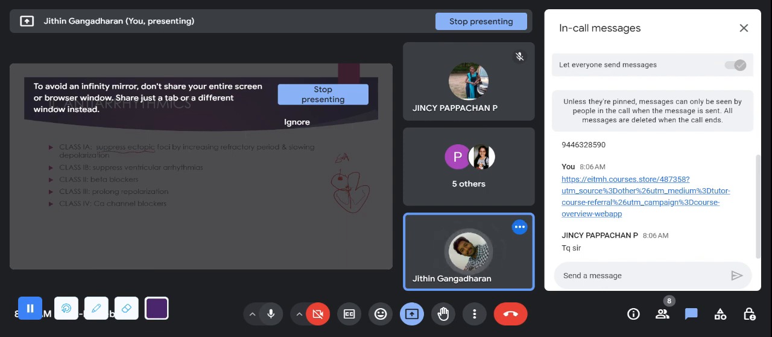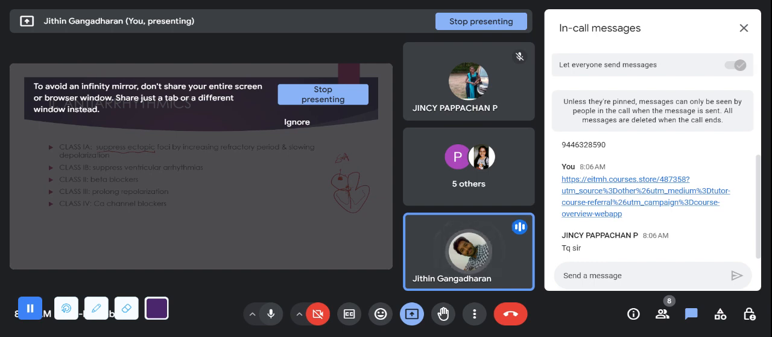Can you give me an example for class 1A drugs? Anybody? It is quinidine, then procainamide. Okay, those are the antiarrhythmic drugs. Quinidine, procainamide. Kindly write it down: quinidine as well as procainamide.